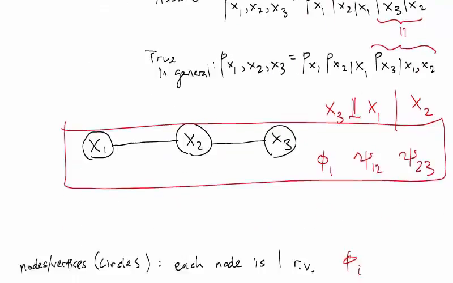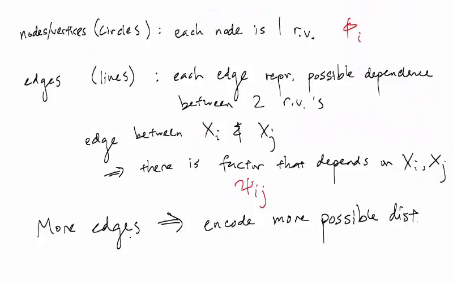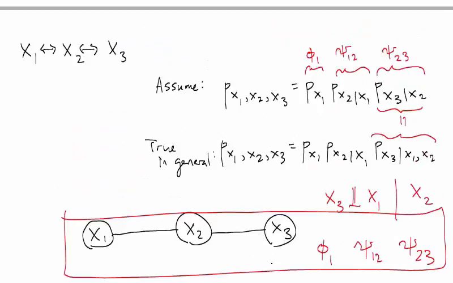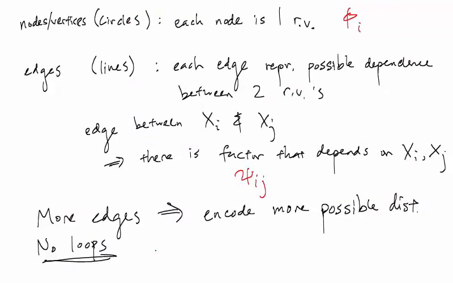Okay? So, again, importantly, more edges means that we can encode more possible probability distributions. And of course, having more edges means that you're going to have to store more tables. So, in this class, we're going to focus on graphical models where there are no loops. So, for example, we don't have a line going like this. That would create a loop, so no such lines. You can think of it as, if you have those lines, then you would have circular dependencies, which we're not going to deal with.